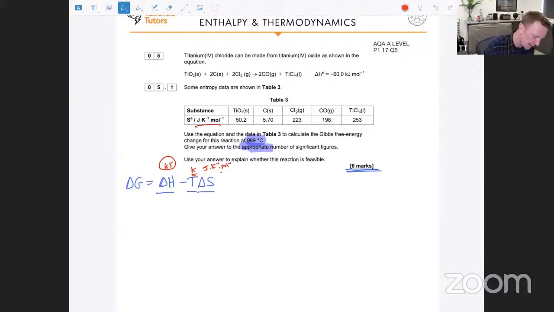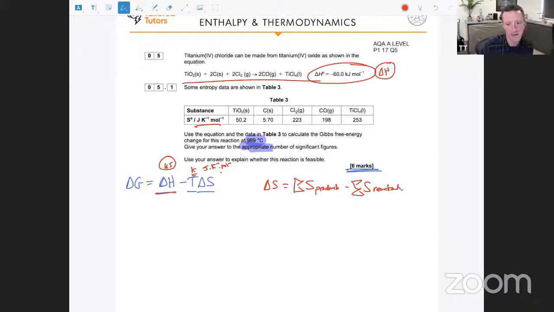So of course, how do we find delta H here? Well, it's given in the question, so that's nice and easy. That's spotted, delta H. Delta S, how do we calculate delta S? Products minus reactants, good. So it's the sum of the entropy of the products minus the sum of the entropy of the reactants. We just need to be very careful here when doing this.